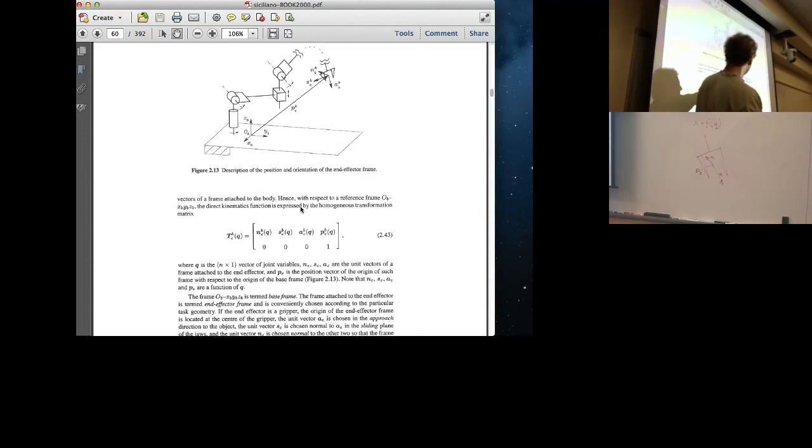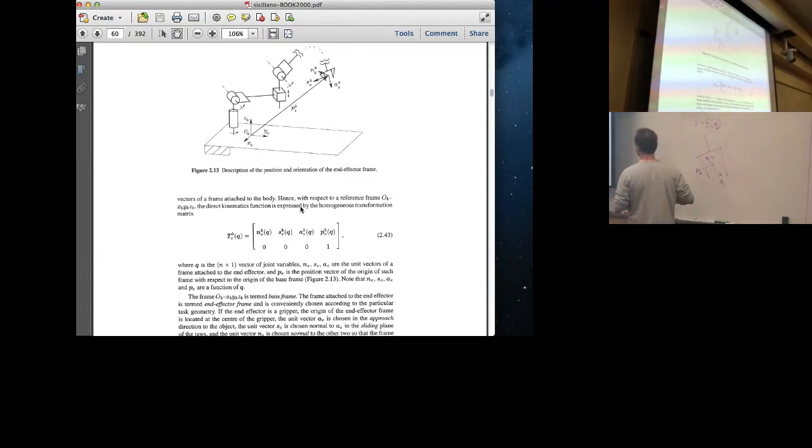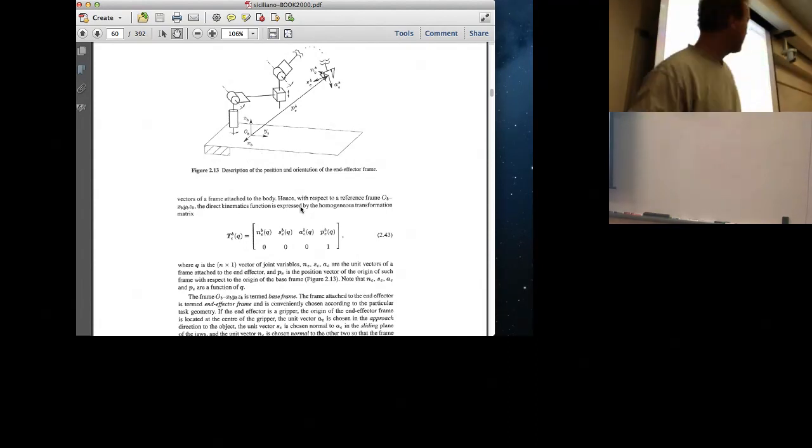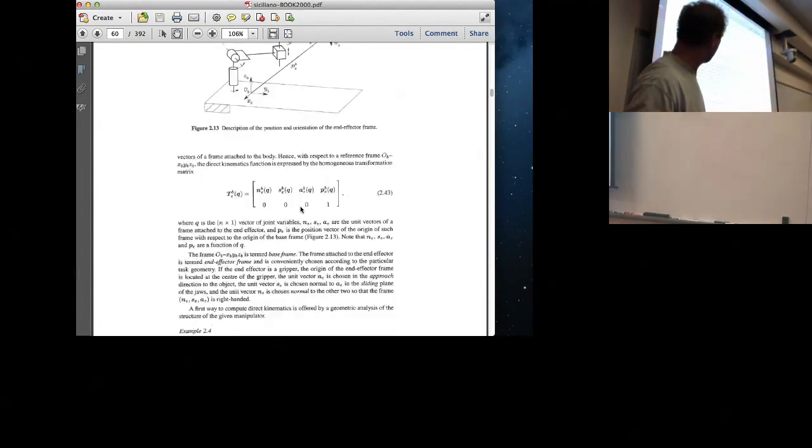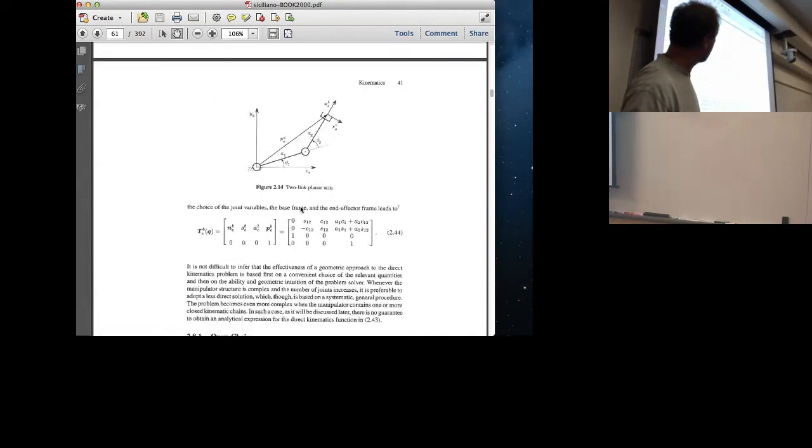The interesting question is, how do you get to express all these vectors N, S, and A, and also P, in terms of the joint angles Q? So that is the more annoying part of life. And we'll see how we do that. Okay, so let's try to make a little example. I'm just going to borrow this one picture from the book and try my best to make it something. So I want to go to this picture and see, can I make this bigger? In a free world, I would be able to do this.